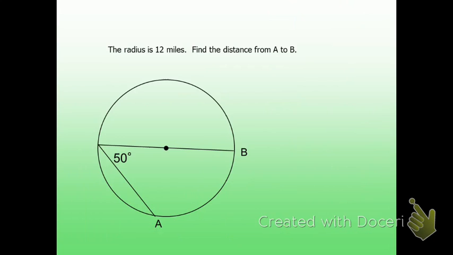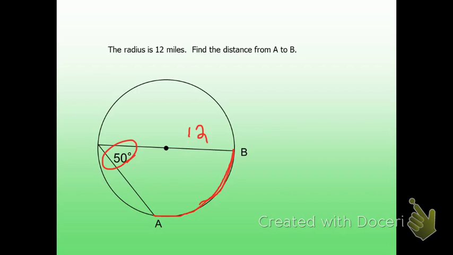And again, if you want to try this problem, pause it, and I will show you the solution. So the radius of the circle is 12 miles. We want to find this arc right here from A to B. We don't know the central angle. You can't just use this 50 degrees because the central angle is proportional to the arc length, not the inscribed angle.